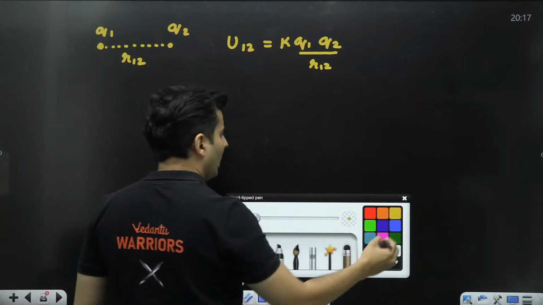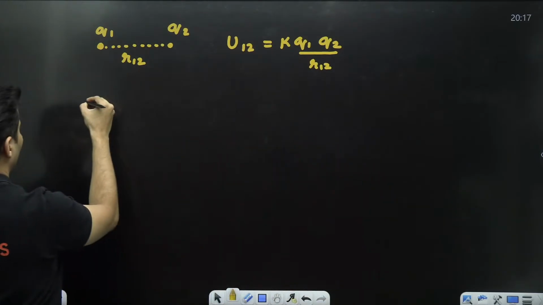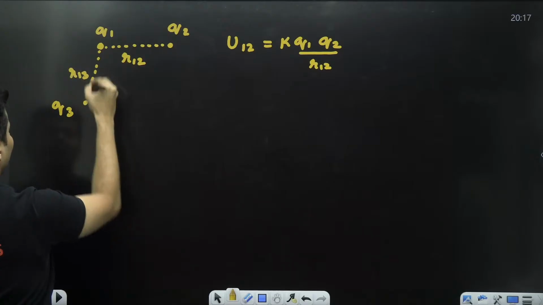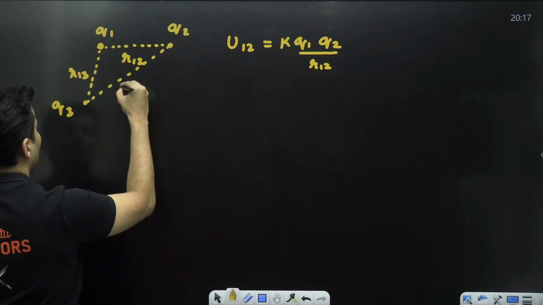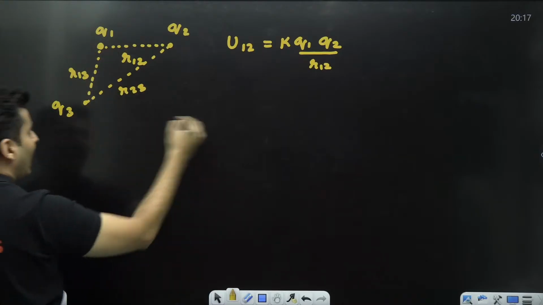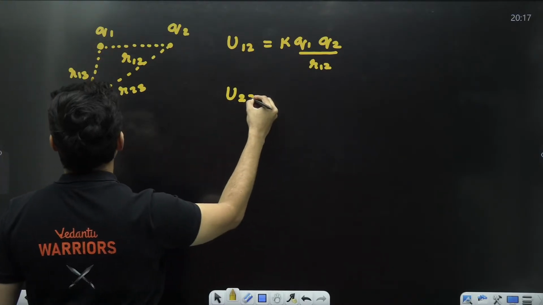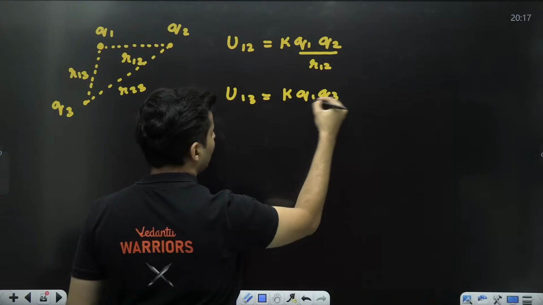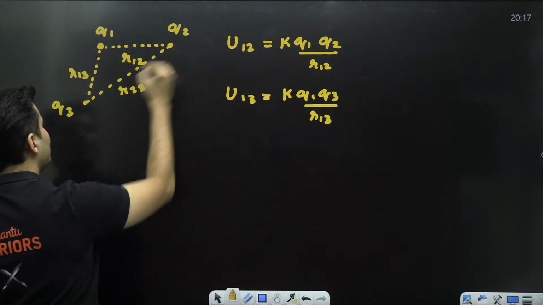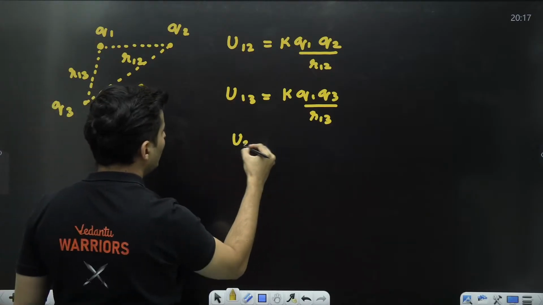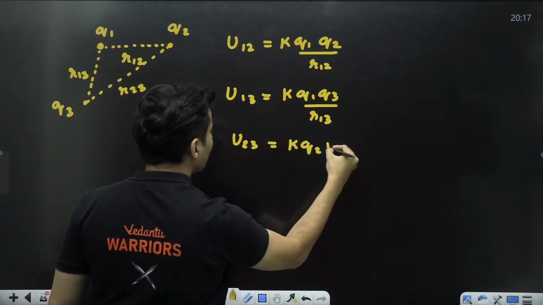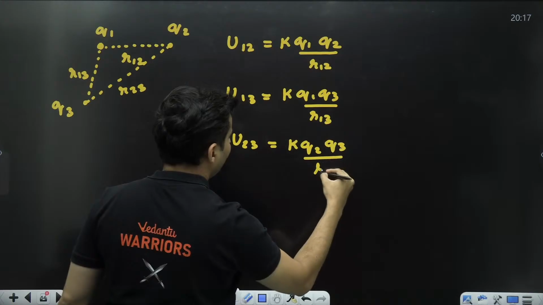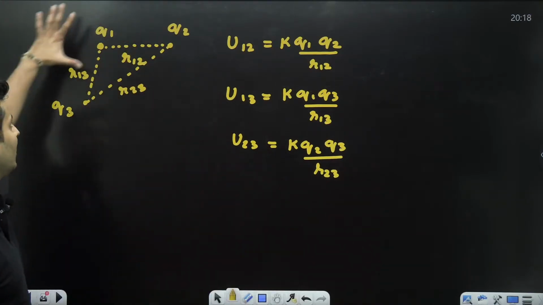Now just imagine I bring in one more charge somewhere over here, let's say Q3. This has some distance R13. This has some distance R23. So these two will have a potential energy U13, which is K Q1 Q3 divided by R13. The potential energy between these two, which is U23, will be K Q2 Q3 divided by R23. This is a system of three charges.